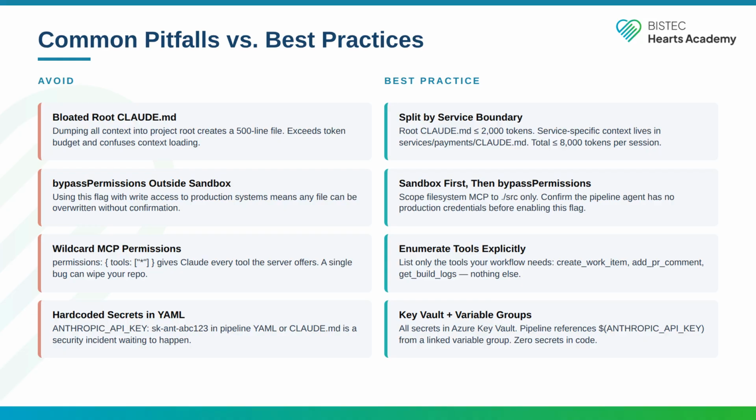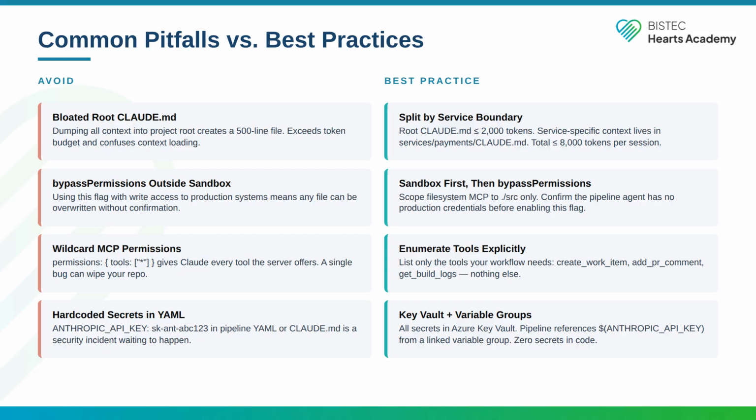This flag removes all safety checks. If your CI pipeline agent has write access to production systems and you're running Claude with bypass permissions, a single misconfigured prompt can overwrite production configuration files without any warning or approval gate. The fix is simple. Scope the file system MCP server to src only and verify the pipeline agent has zero production write access before enabling this flag.